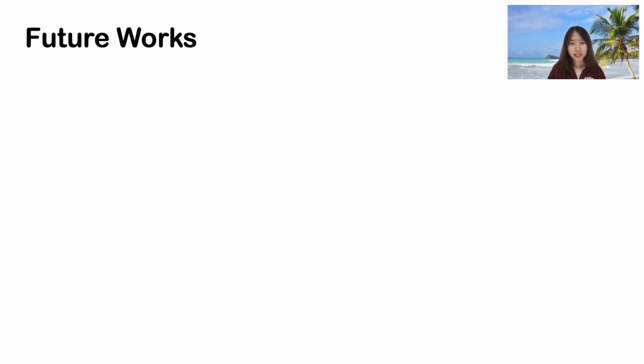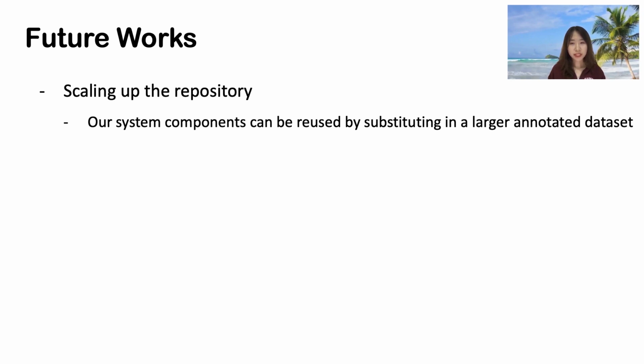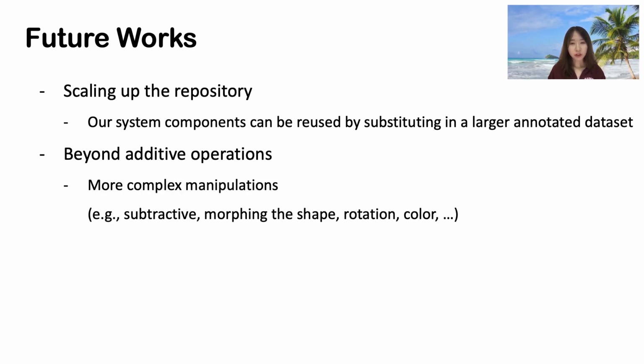However, ICONATE still has limitations. Icons generated by our tool may not be sufficient for all user needs, since many of our system components can be reused by substituting in a new set of training data. With larger annotated datasets, more diverse results are possible. Rather than only using additive operation, designer-generated icons can be the result of more complex manipulations, such as morphing the shape of one icon to fit another icon, which our system does not currently support.